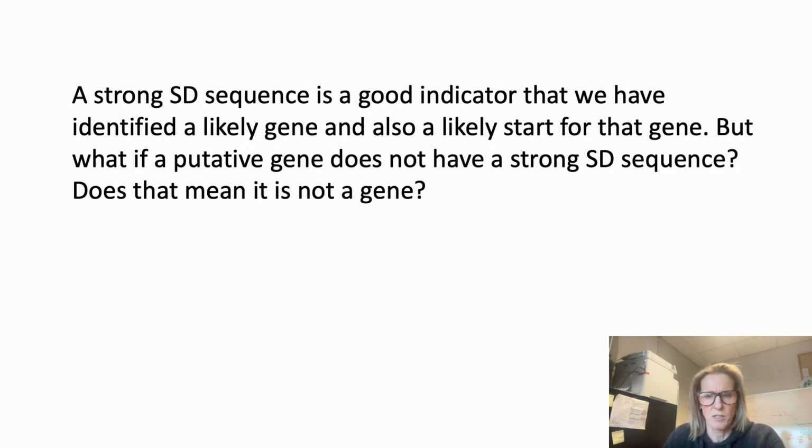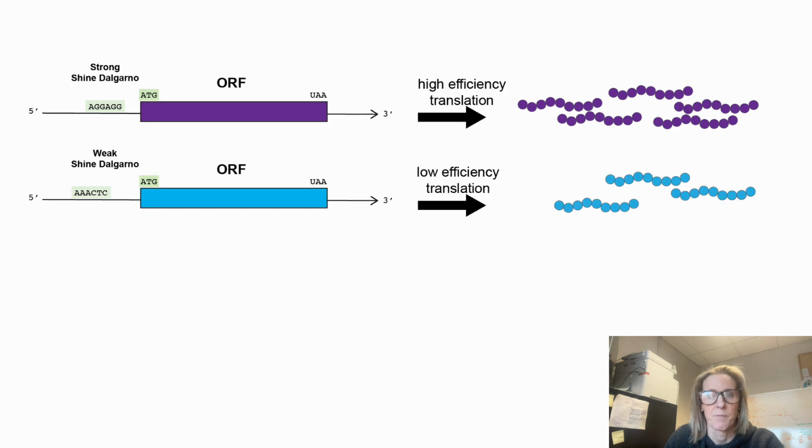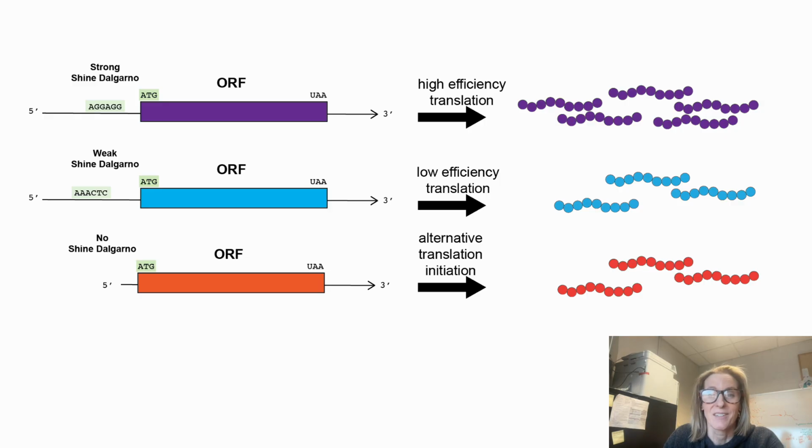But what if a putative gene does not have a strong Shine-Dalgarno sequence? Does that mean it's not a gene? It could mean that it is not a gene, but it also could mean that it is a gene that has either a weak Shine-Dalgarno sequence or a gene that lacks a Shine-Dalgarno sequence altogether. Genes that are expressed highly typically have strong Shine-Dalgarno sequences that allow more efficient translation initiation. But some genes are expressed at lower levels and are likely to have weaker Shine-Dalgarno sequences that allow less efficient translation initiation. And some genes lack a Shine-Dalgarno sequence altogether.